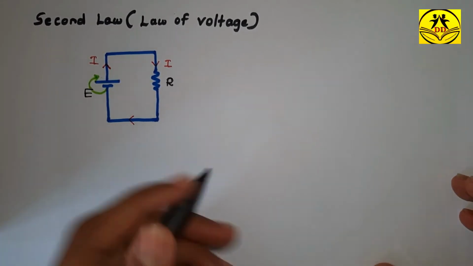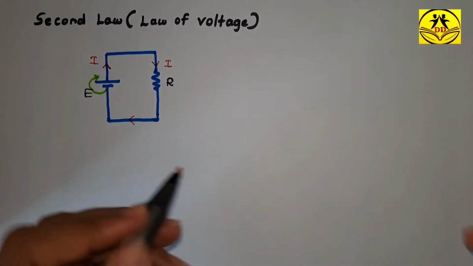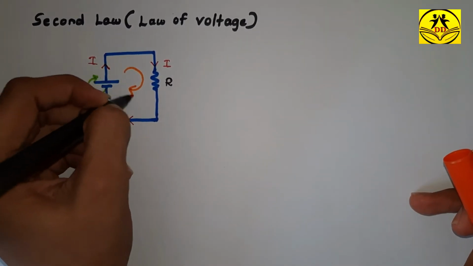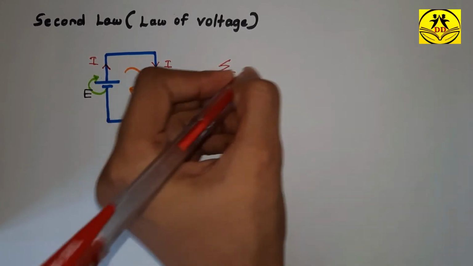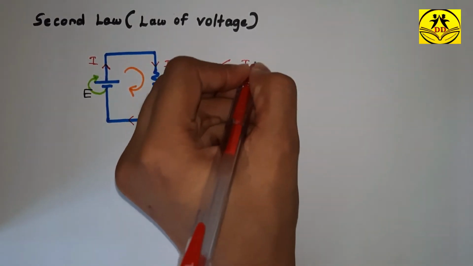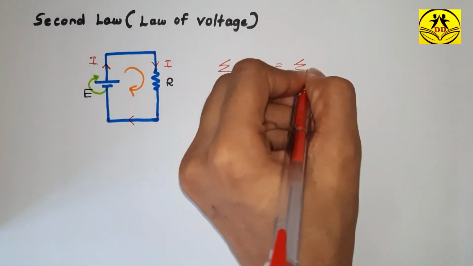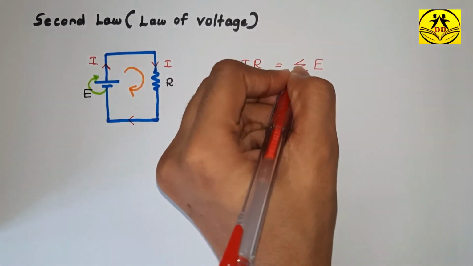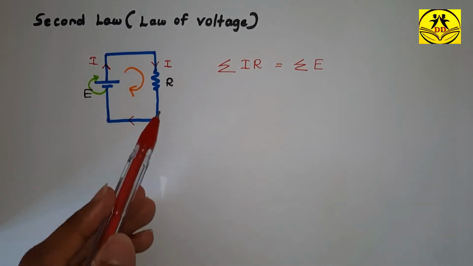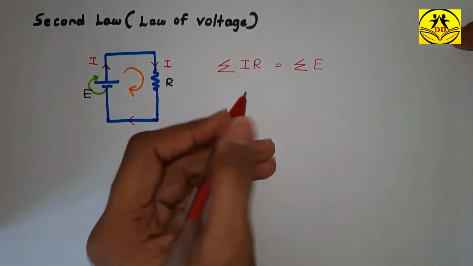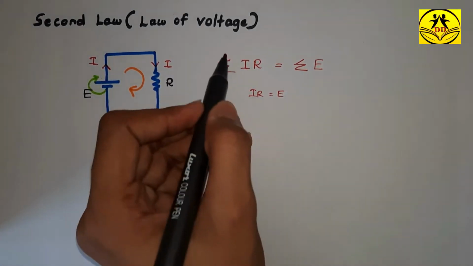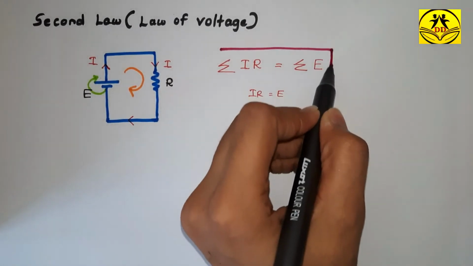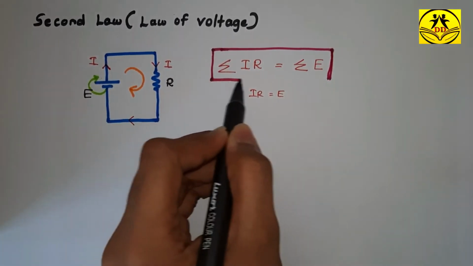Okay, now if we consider the loop like this, this is the loop. Here we can write, according to Kirchhoff's second law, sigma IR equals sigma E. Sigma means the algebraic sum. Okay, so here IR equals E for this case. So this is what you should remember for Kirchhoff's second law. Sigma IR equals sigma E.